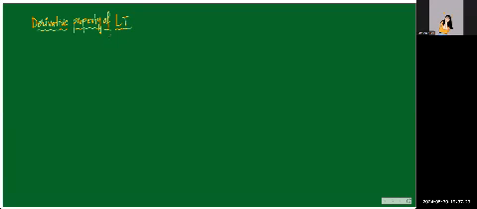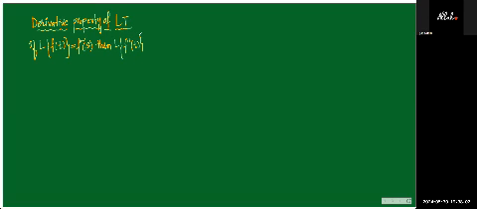What does the statement say? If L of f of t is equal to f bar of s, which is common for all these properties, then Laplace of f dash of t is equal to s into f bar of s minus f of 0.